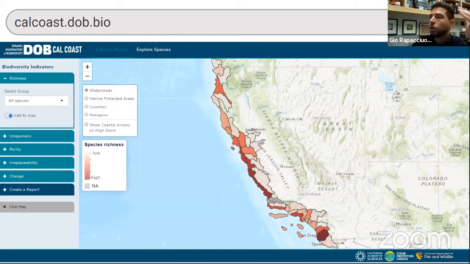We'll have a look at this live in a minute, but there are 5 main place-based biodiversity indicators that we're deriving from iNaturalist data. In this case, this is exclusively iNaturalist data. Those are richness, uniqueness, rarity, irreplaceability, and change. Those words all apply to biodiversity. So we'll have a look at this in a minute.